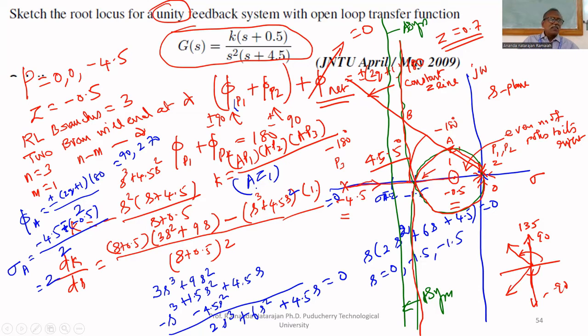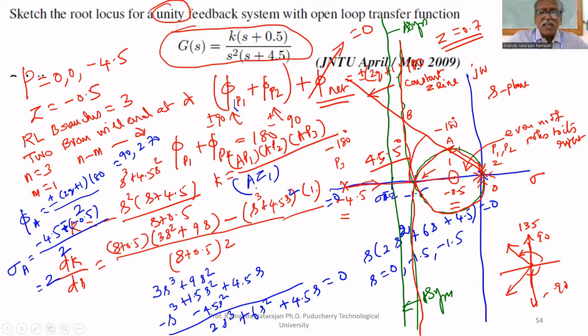Therefore, A has the large time constant. At B, you will get a lesser time constant. The large time constant dominates in a system. Therefore, you have to find the gain K at A only, not at B. But the constant zeta line cuts the root locus at 2 points, and we have to find the value of K at A only.